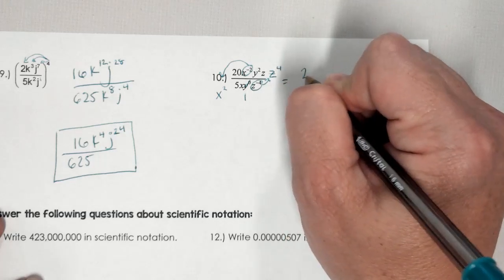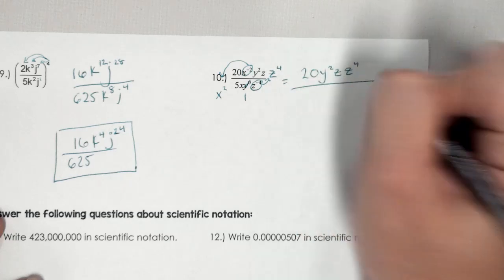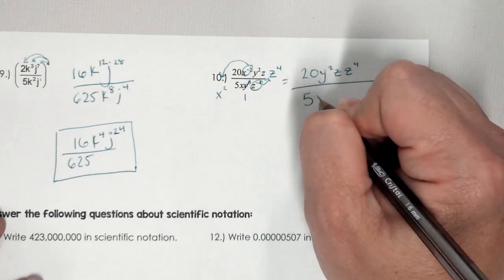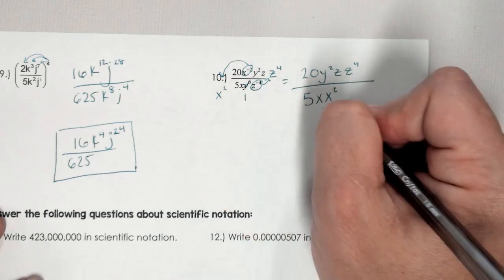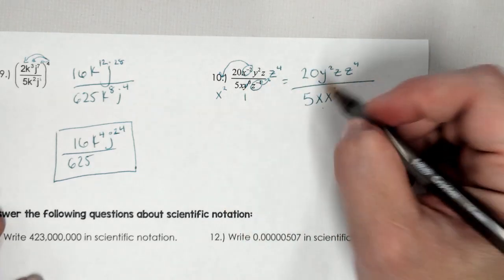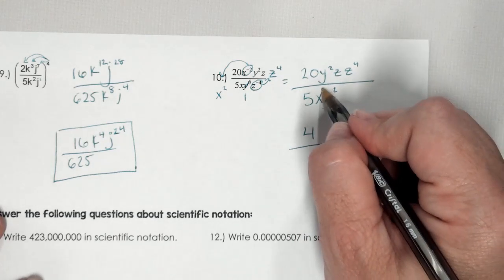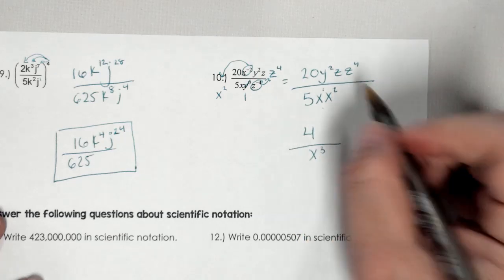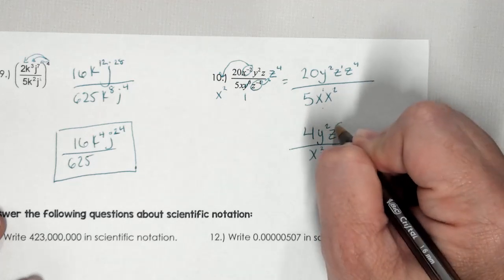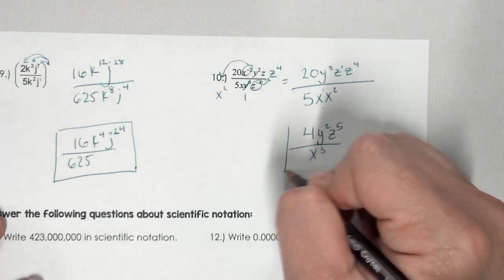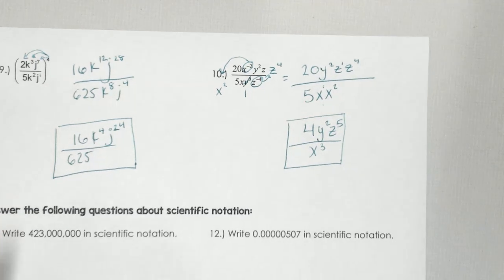So technically, I have 20 y squared z to the 4 over, well, 5 times 1 is just 5, x. I'm going to bring over this x squared because this is the x that was already there, and then the x squared, and that's it. Well, 20 divided by 5 is 4. All my x's are on bottom, so 2 plus 1 is 3, y squared, and then 4 plus 1 is 5. Make sure you show your work on those so I can help y'all.